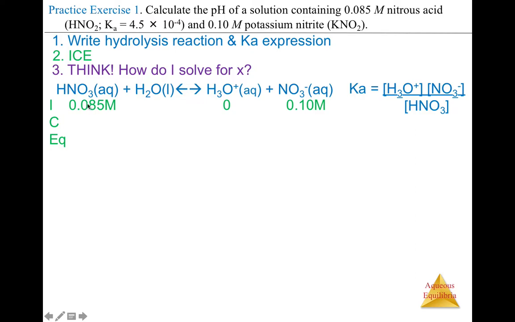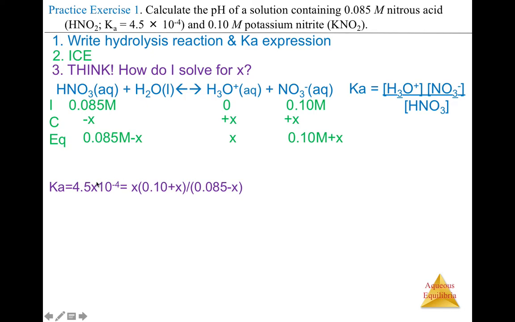ICE. Initially, I have nitrous acid as a 0.085 molar solution and potassium nitrite 0.10 molar. Nothing is mentioned for hydronium to begin with, so that means it's 0 initially. Our change, just as last chapter, is minus X for the reactants, plus X for the products. At equilibrium, I add up the columns. So 0.085 minus X, and 0.10 molar plus X.